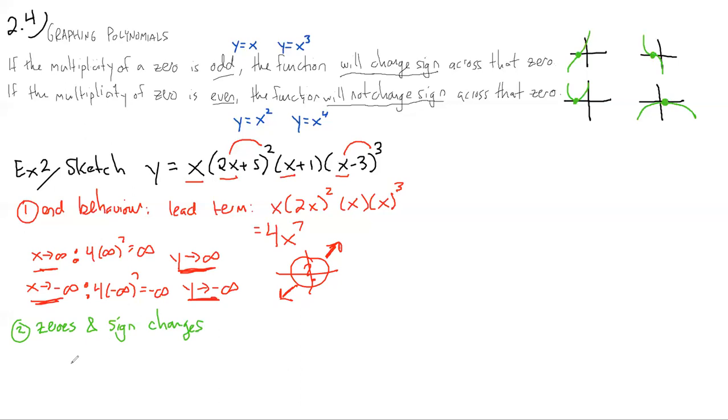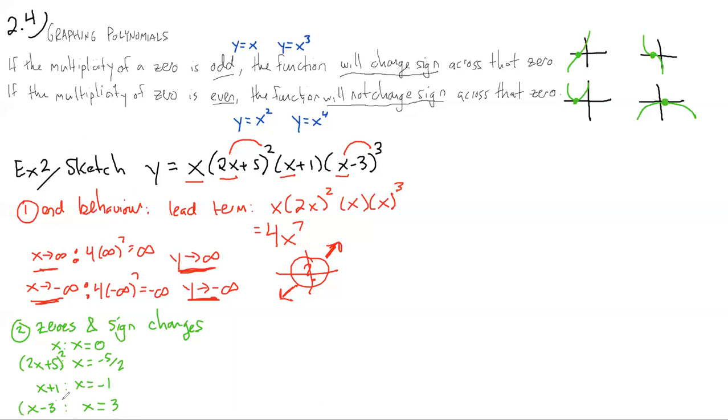So we'll have 4 zeros here. x gives me x equals 0. 2x plus 5 will give me x equals negative 5 over 2. x plus 1 will give me x equals -1, and x minus 3 will give me x equals 3. Now on the left there, I didn't write any powers, so I am going to make sure that I include those.